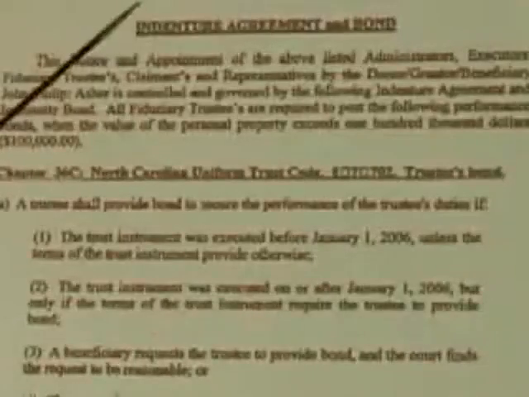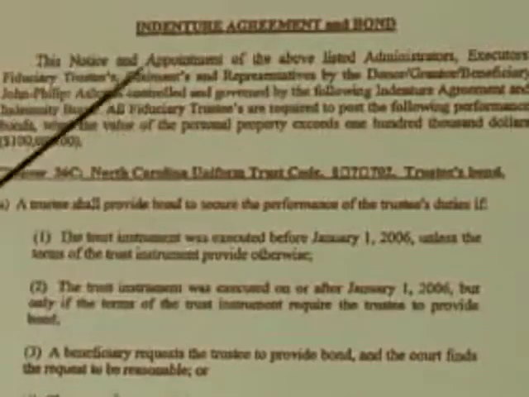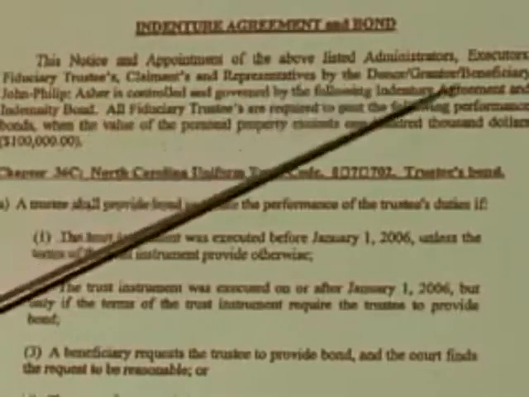For, on behalf of the donor, grantor, beneficiary, John Philip Asher. The lowercase name is the beneficiary. The donor, grantor, beneficiary. These appointments will not be affected by the addition of additional administrators, executives, representatives, claimants, or fiduciary trustees from time to time by the donor, grantor, or beneficiary, John Philip Asher, as they may become known. You do an indenture agreement and bond. This notice and appointment of the above-listed administrators, executors, fiduciary trustees, claimants, and representatives by the grantor, donor, beneficiary, John Philip Asher, is controlled and governed by the following indenture agreement, an indemnity bond.